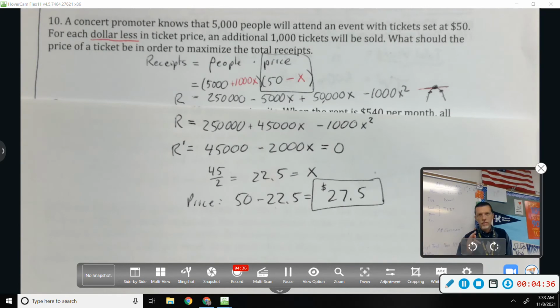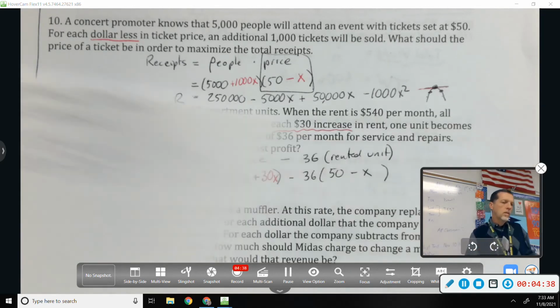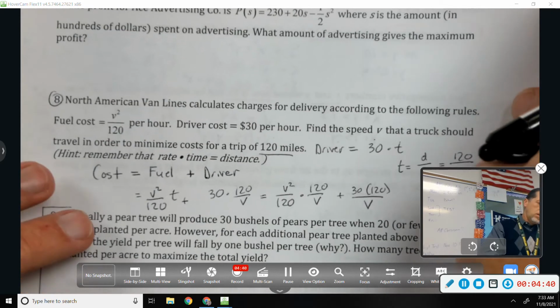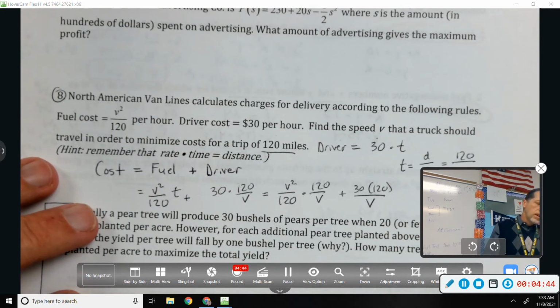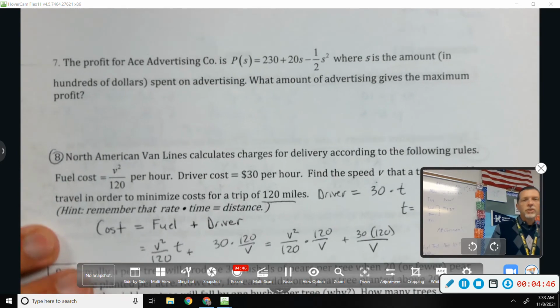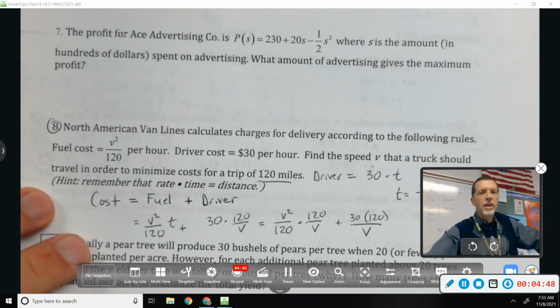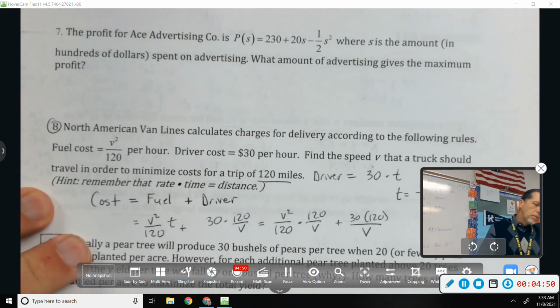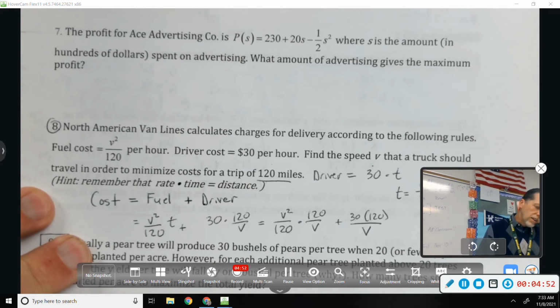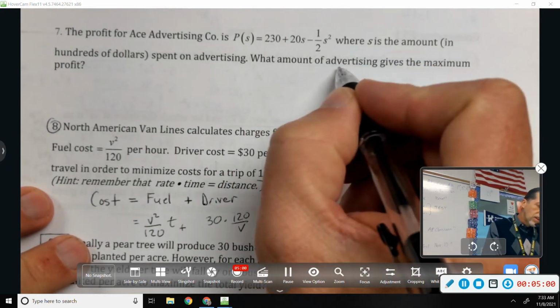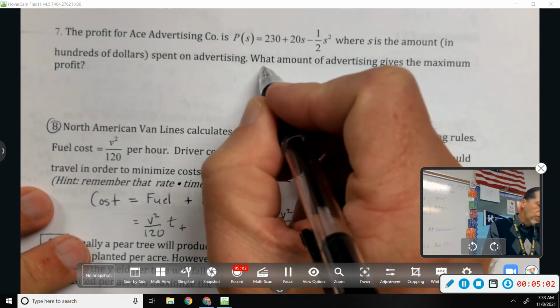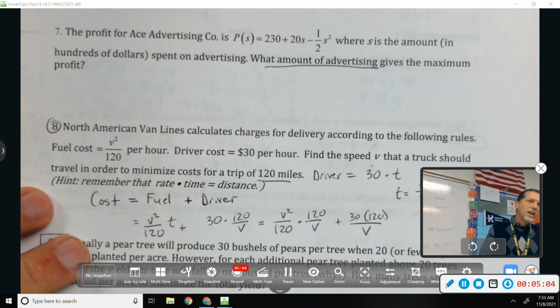Also on 7, I got S equals 20, but then I didn't... Did you just have to plug it into the first equation? Yes. So 7's another one where it's just what exactly is being asked? And the profit is, what amount of advertising gives the maximum profit? So the answer is S, the amount of advertising. So when you get S for an answer, that should be the answer.